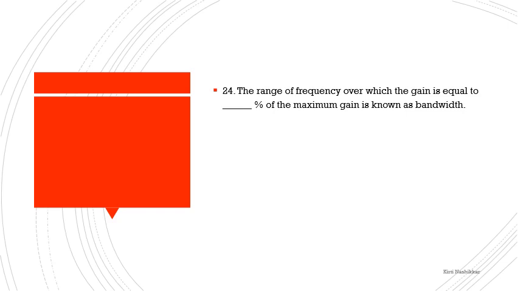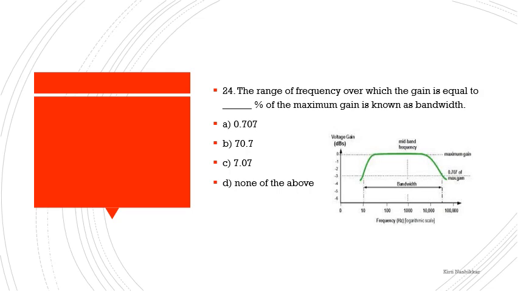The range of frequency over which the gain is equal to dash percent of the maximum gain is known as bandwidth. Now these are the various options, and this is the bandwidth, the range of the frequency where we are actually getting 0.707 of maximum gain. But here we are dealing with the percentage, not the value, so it leads to 0.707 into 100. So it will become option B, 70.7% of the maximum gain. That range of frequencies is called the bandwidth.